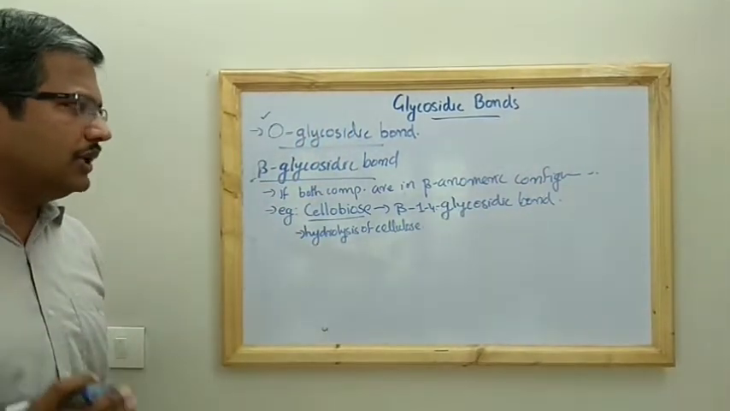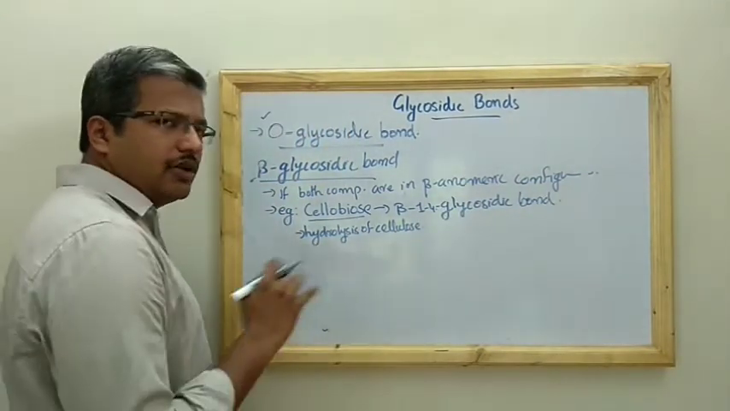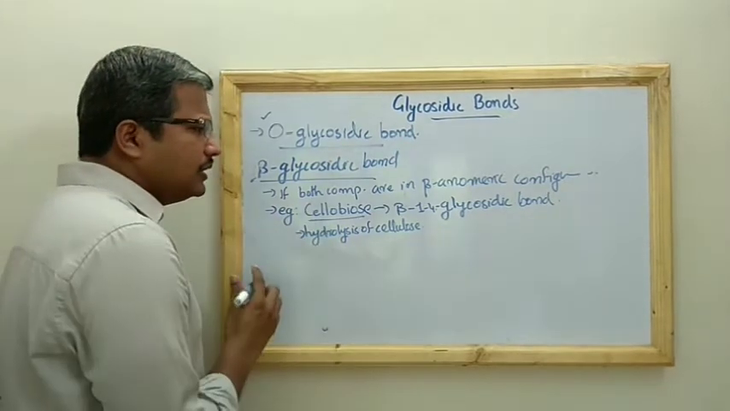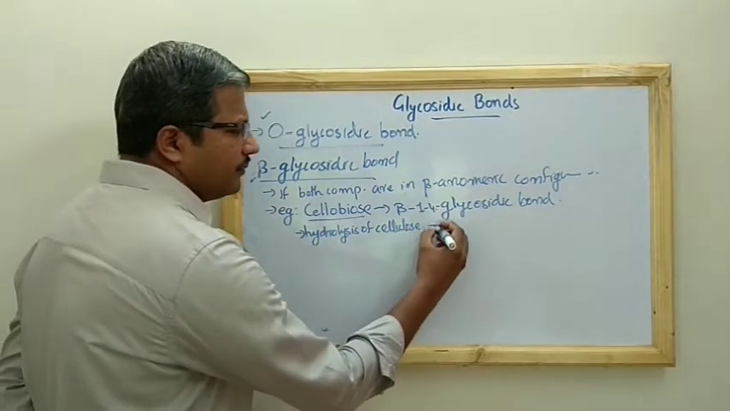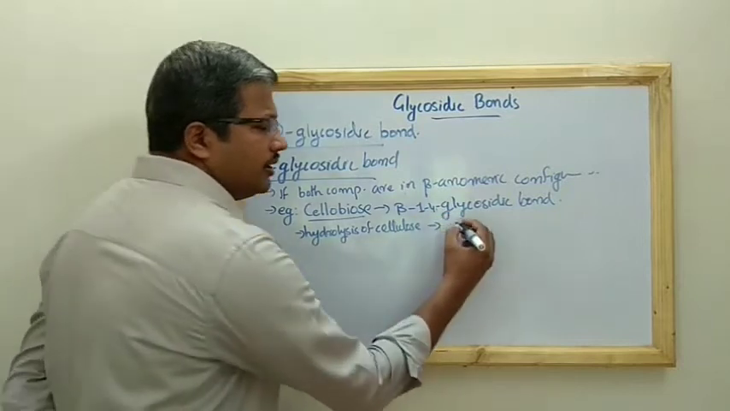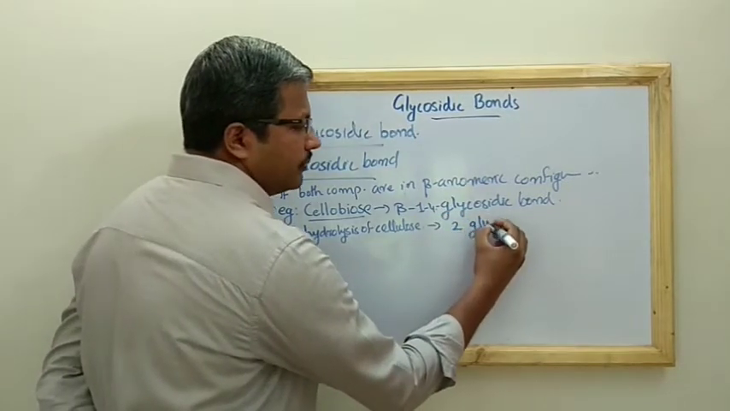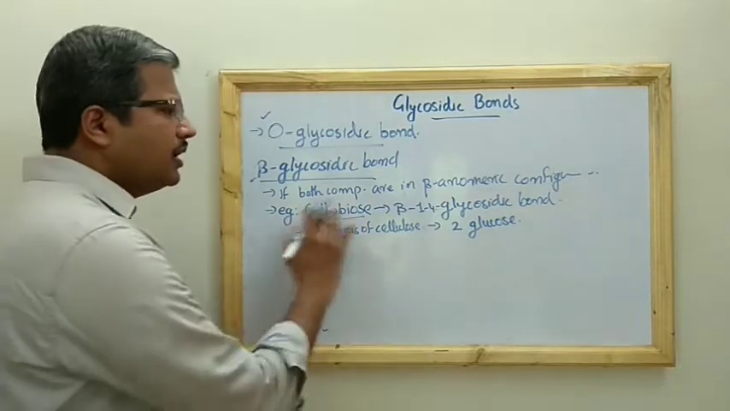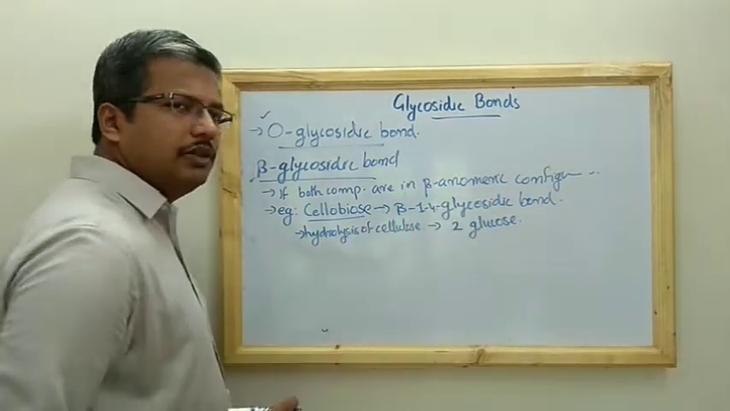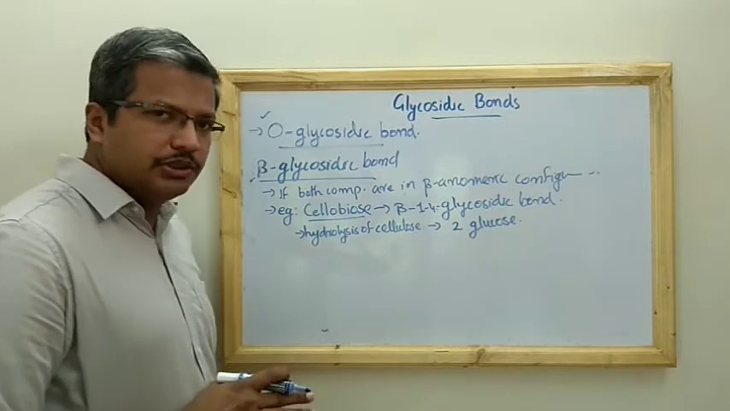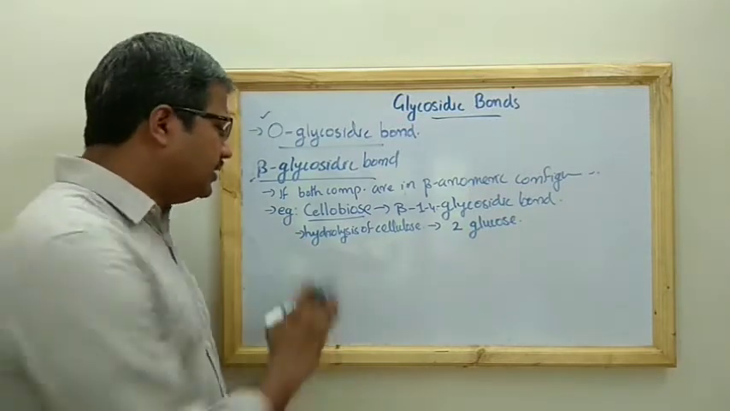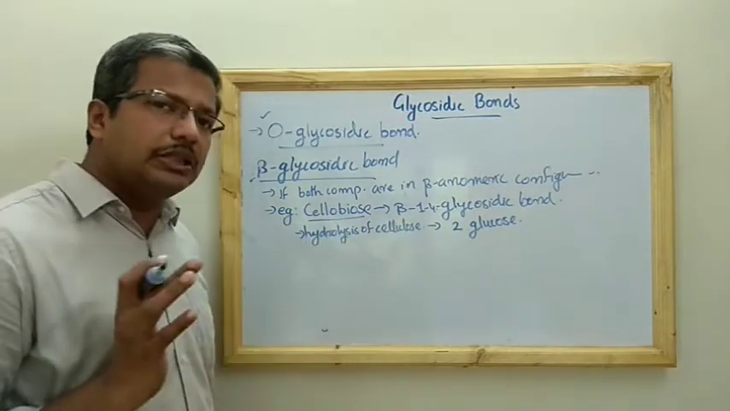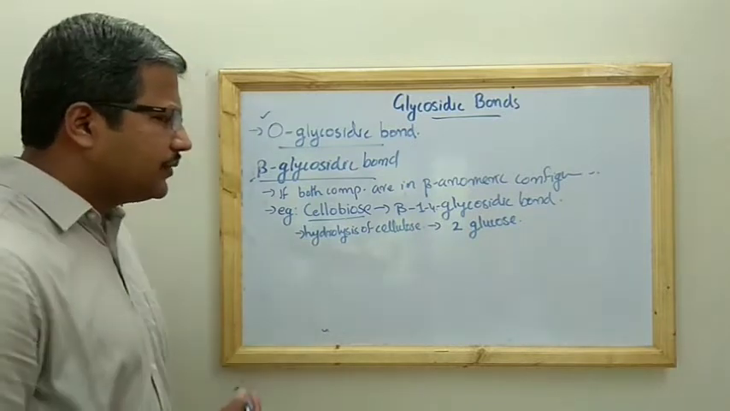Okay, beta 1,4 glycosidic bond. Cellulose, beta 1,4 glycosidic bond. So what are the components in this particular thing? Nothing but two glucose units. So two glucose units are linked with the beta 1,4 glycosidic bond to form the cellulose, which was actually the hydrolyzed product of the cellulose. So let us see the structure then.